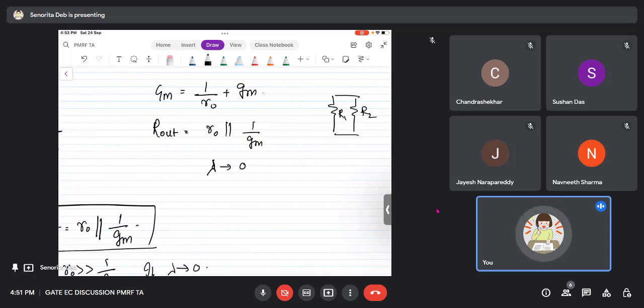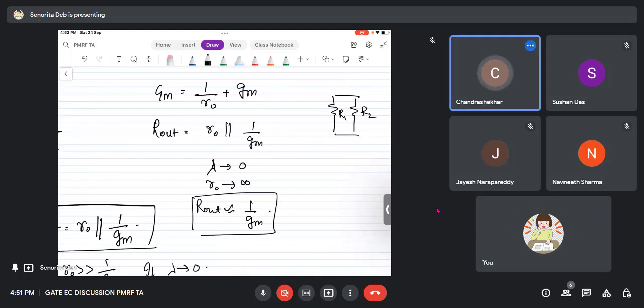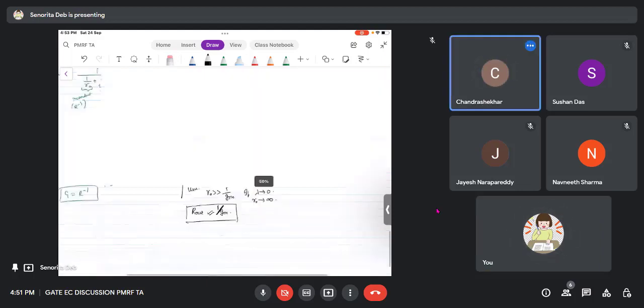So now if lambda tends to 0, that means channel length modulation is not present. It's an ideal circuit. Therefore R naught tends to infinity. Therefore R out is approximately equal to 1 by GM. Now is it fine? Can you zoom in?